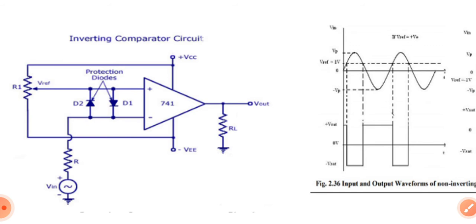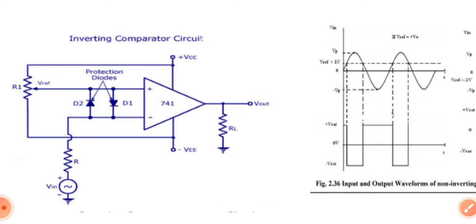Yes, there is a connection between the VCC and minus VEE. This is an inverting comparator, in which the reference voltage V reference is applied to the non-inverting terminal, and V in is applied to the inverting terminal. That's why we can call it an inverting comparator circuit. Right?